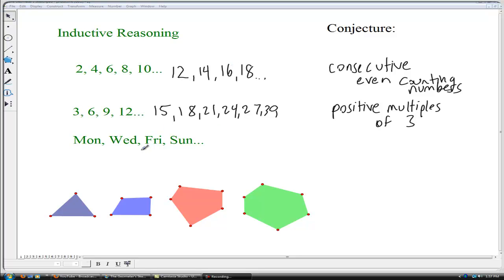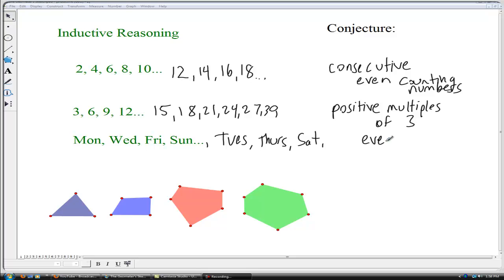This pattern, Monday, Wednesday, Friday, Sunday. Well, it looks like we're skipping Tuesday, and then go to Wednesday, skip Thursday, go to Friday, skip Saturday. So my guess would be after Sunday, we're going to go Tuesday, skip Wednesday, Thursday, skip Friday, Saturday, skip Sunday, and then we're back to the beginning.